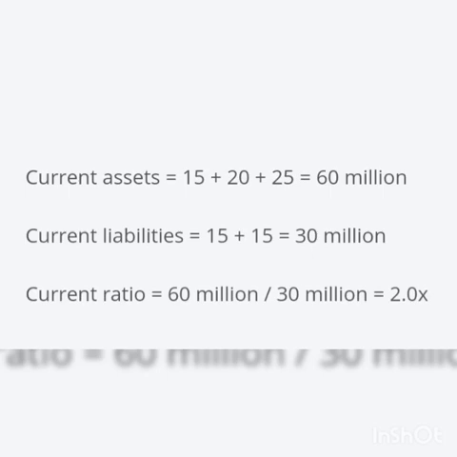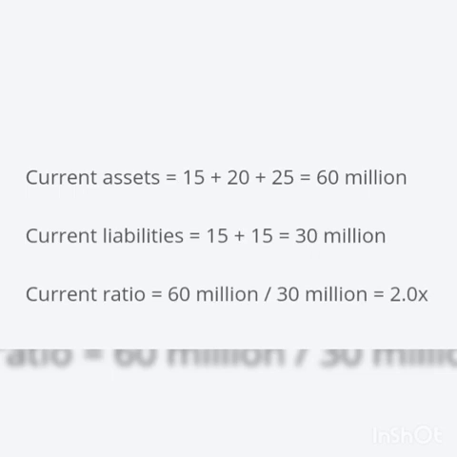Current assets equal 15 million plus 20 million plus 25 million equals rupees 60 million. Current liabilities equal 15 million plus 15 million equals 30 million. Then again write the equation. Current ratio equals current assets divided by current liabilities. Current assets of 60 million divided by current liabilities of 30 million.